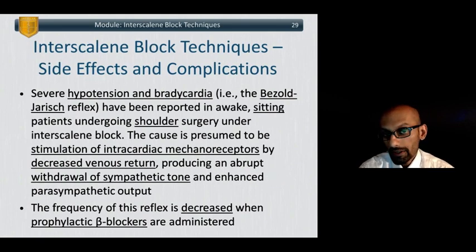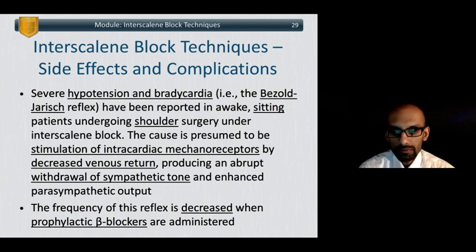You can get severe hypotension and bradycardia. Interestingly, this is the so-called Bezold-Jarisch reflex. It's been reported in awake, sitting patients undergoing shoulder surgery under interscalene block. The cause isn't well elucidated, but it's presumed to be stimulation of the intracardiac mechanoreceptors by decreased venous return, producing an abrupt withdrawal of sympathetic tone and enhanced parasympathetic output.